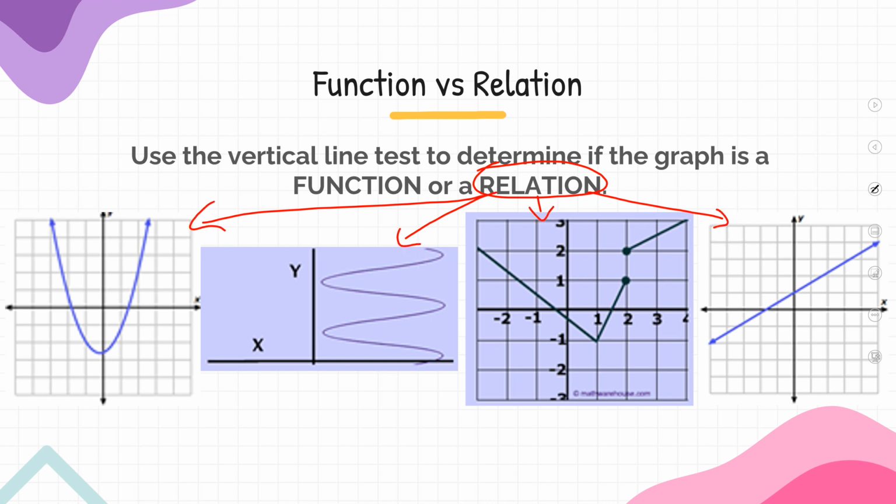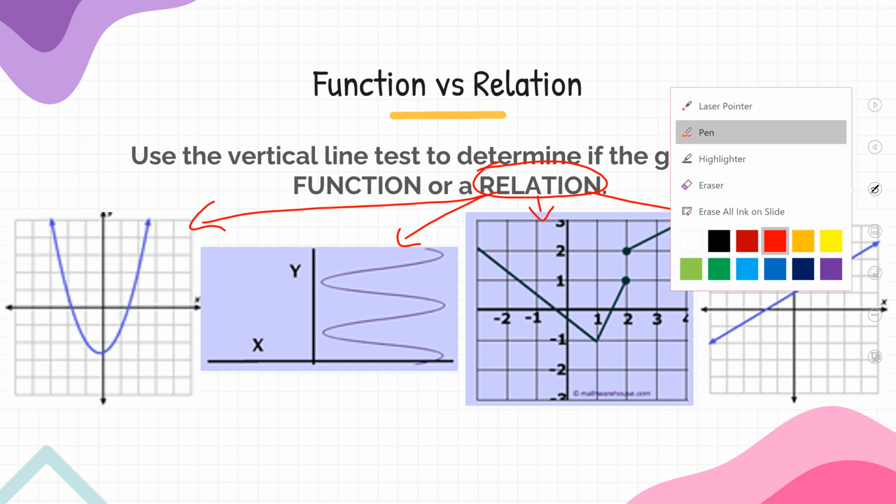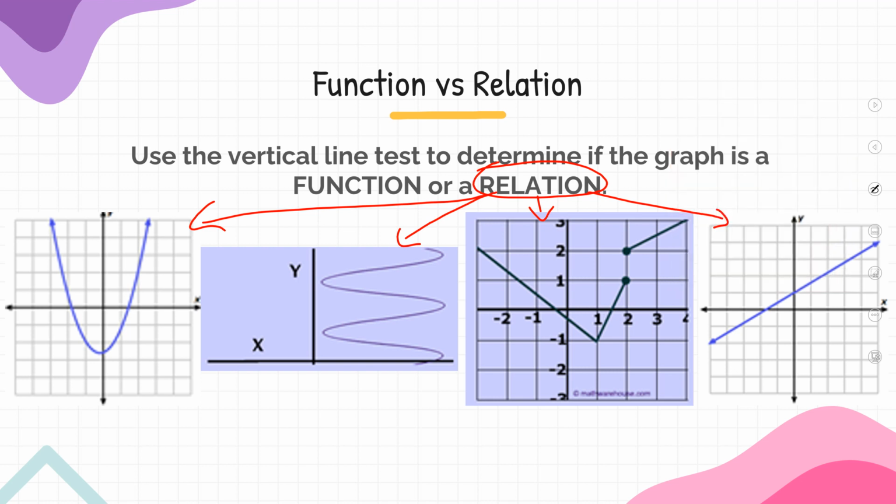But not all relations are functions. Alright, so even though every single one of these is a relation, not each of them is a function. If we remember from the previous slide, 2 of these were functions, 2 of them were not. The 2 in the middle were not functions. So our functions here are the first graph, which is a parabola, which means it's a quadratic function, and our fourth graph, which is a linear function.